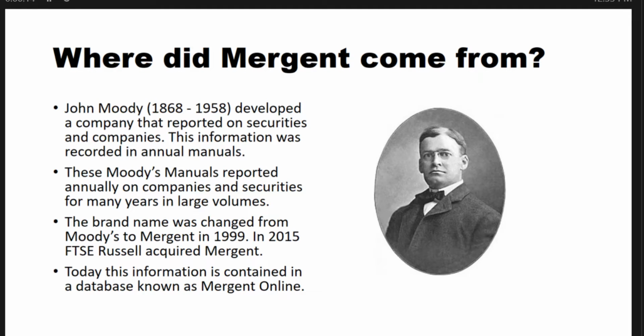So where did this Mergent database come from? Well, it originated by a man named John Moody, who is pictured on this slide here. He developed a company that reported on securities and other companies. This information was recorded in annual manuals. These Moody's manuals reported annually on companies and securities for many years in large volumes. The brand name was changed from Moody's to Mergent in 1999, and then in 2015, FTSE Russell acquired Mergent. Today, this information is contained in a database known as Mergent Online.